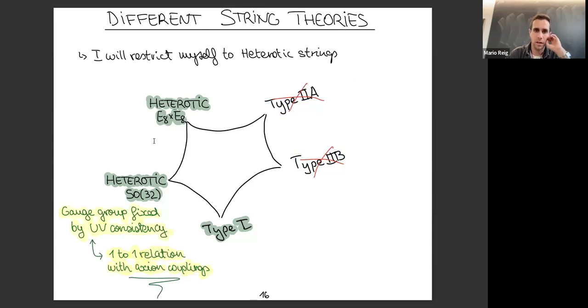So today, I'm just going to restrict myself to these string theories, in particular to heterotic strings E8 cross E8 and SO32, which is dual to, related to, type 1. And the reason why I'm going to restrict myself to this is because in these string theories, the gauge group is fixed by anomaly cancellation. UV consistency of the theory automatically fixes the gauge group in 10 dimensions to be SO32 or E8 cross E8. And as I'm going to show you, this is in one-to-one relation with axion couplings, and it's going to allow us to get a lot of information about the far UV just by doing low energy measurements. Okay, and in particular, for simplicity, I'm just going to restrict myself to E8 cross E8, because anything that I will say for E8 cross E8 is going to apply to SO32.